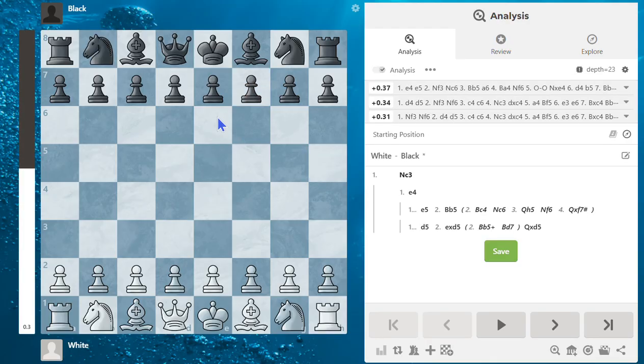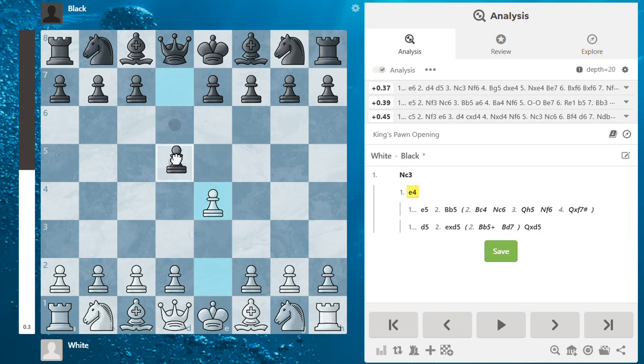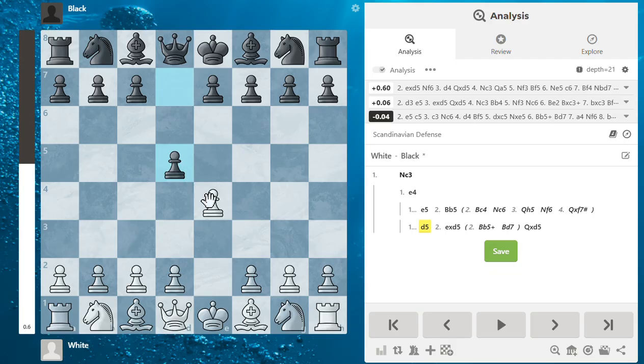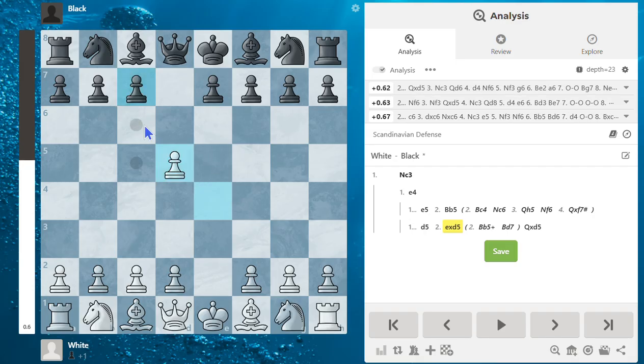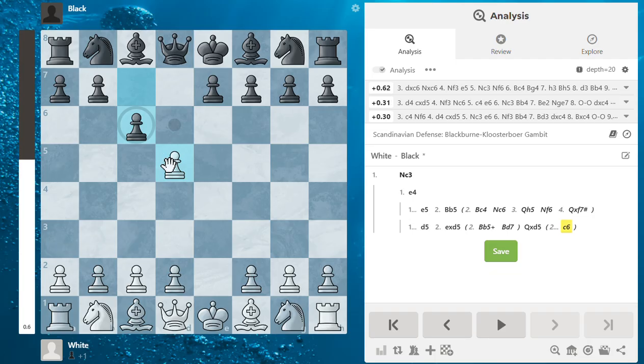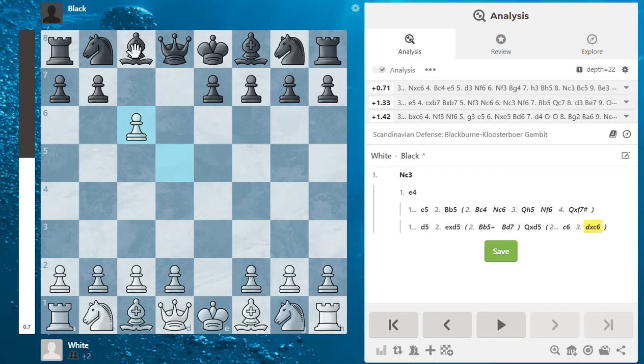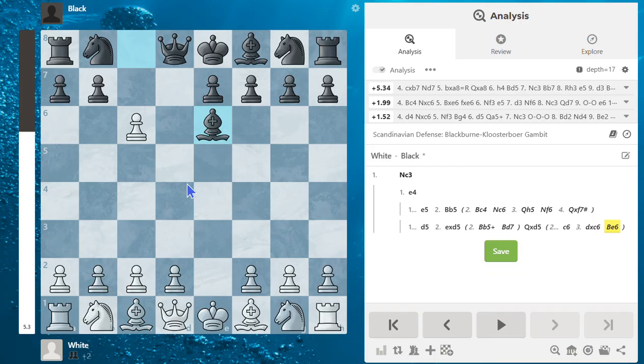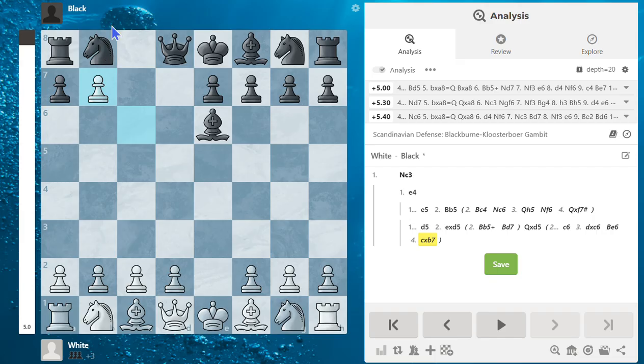Another special case is a pawn promoting. So let me just have black do some bad moves so I can show you an example. Let's go e4, d5. E takes d5. Remember, it's exd5. Then let's do c6. And then d takes c6. And then bishop e6. And let's have c takes b7.